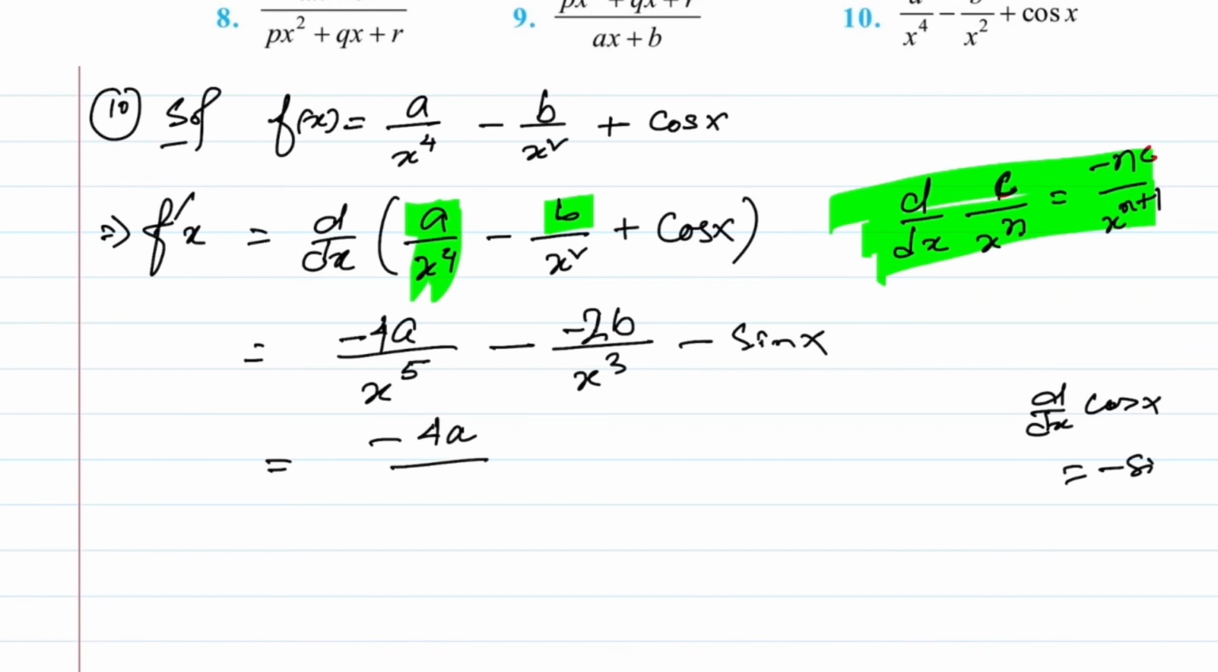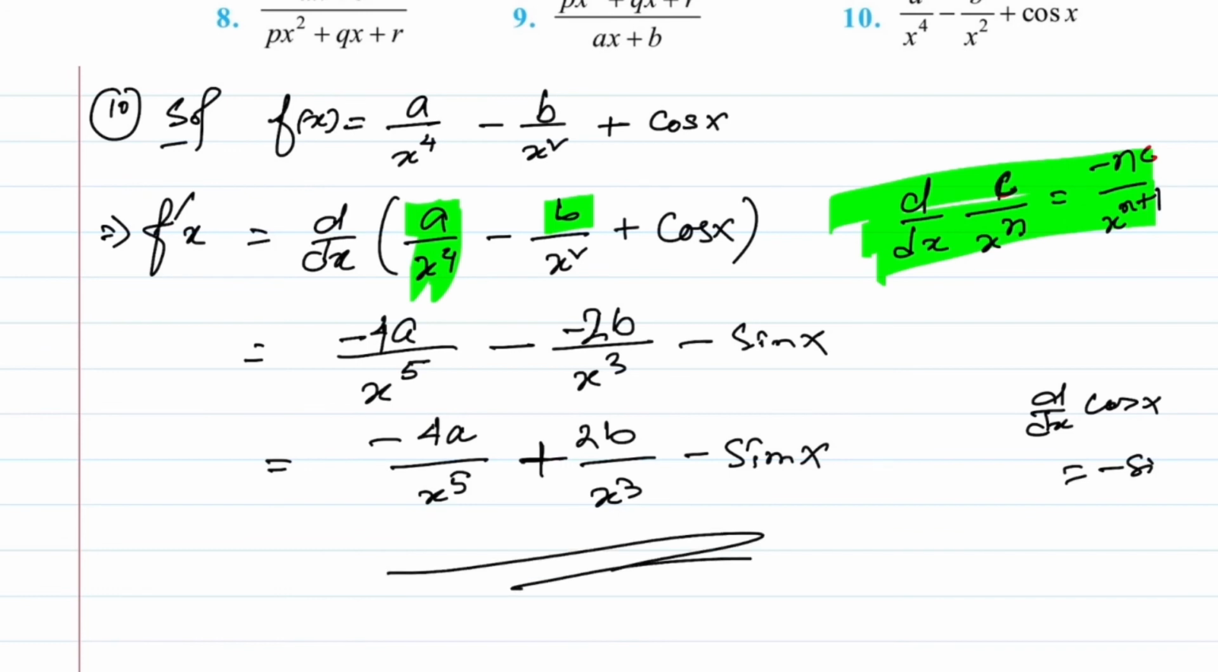So that's equal to minus 4a by x to the power 5. Here it is minus, this is also minus, so it's going to be plus twice b by x cube minus sin x. So this is our result. That's how we can solve.